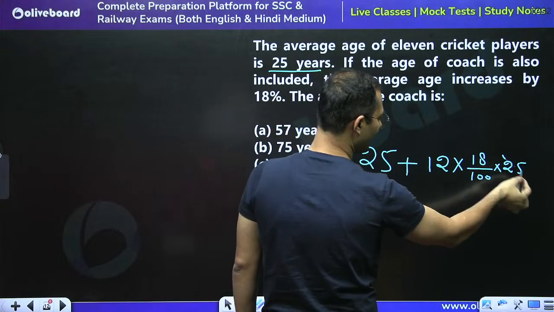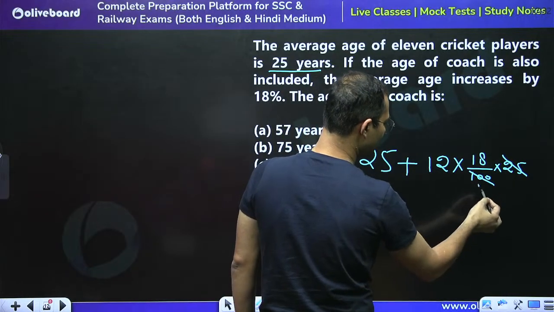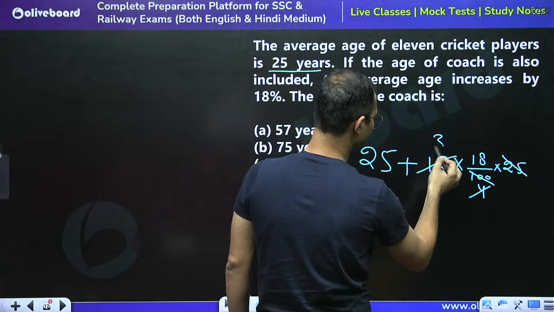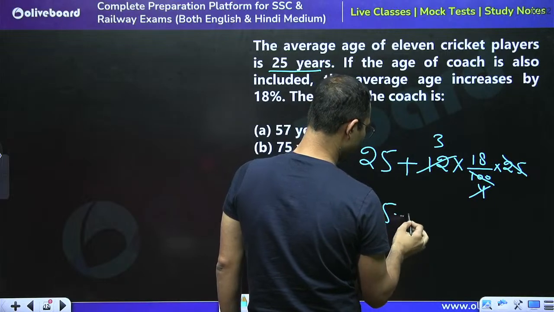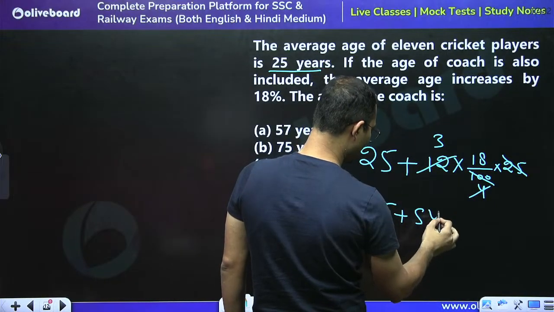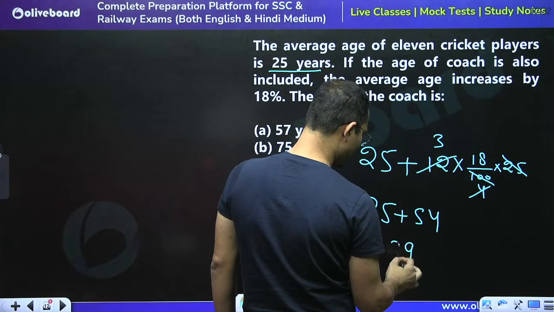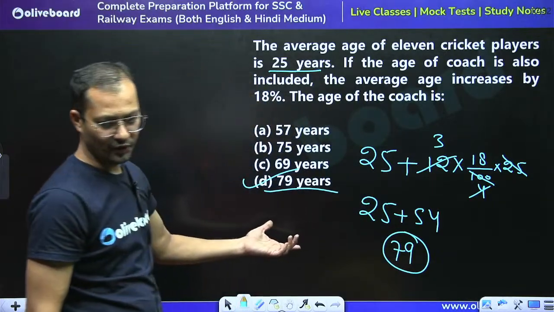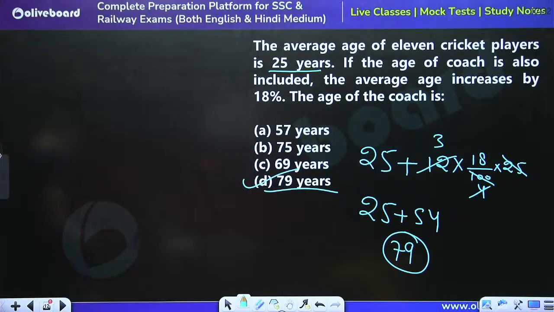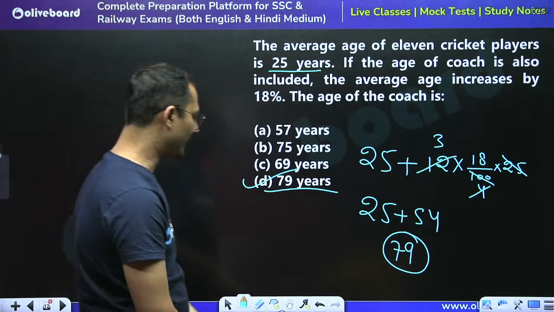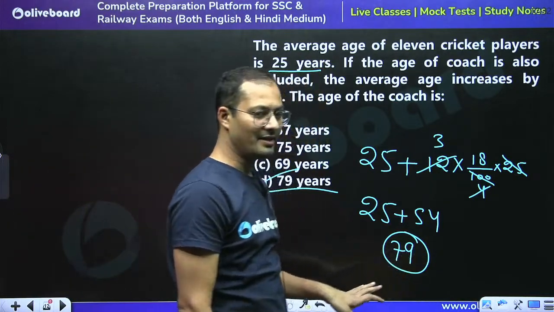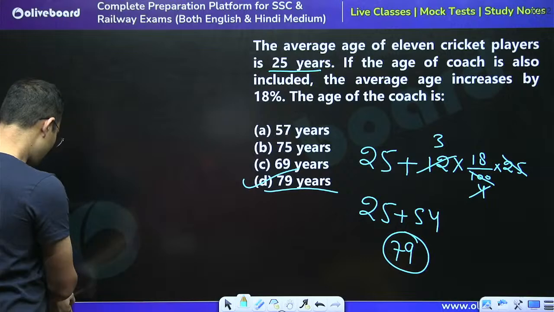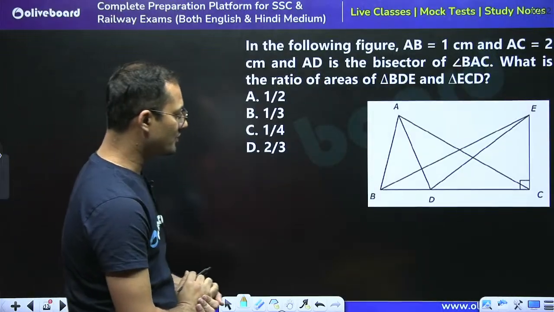By 25 it is 4 times, by 4 it is 3 times. So 25 plus 18 threes are 54, so we can say that 79 is the right answer. As simple as it is looking, right? So my dear friends, moving to the next question.